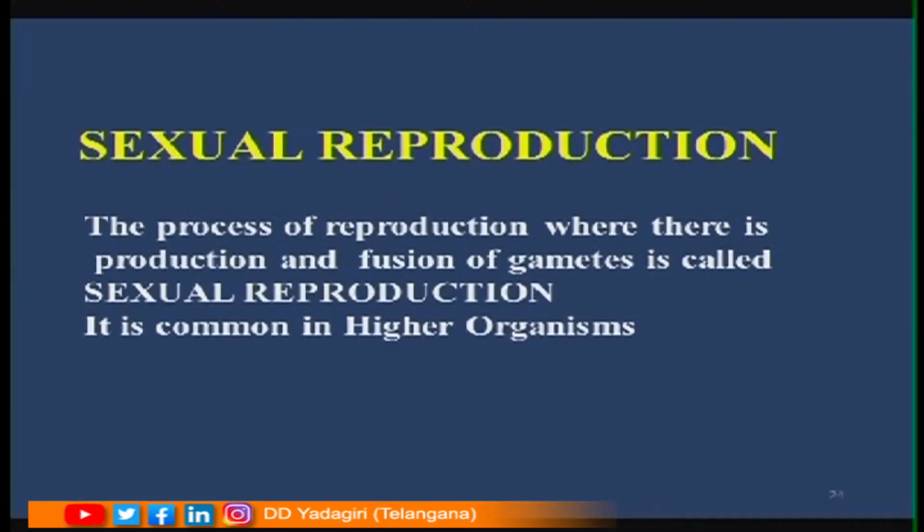Now, what do you mean by sexual reproduction? Sexual reproduction is a process of reproduction where there is production and fusion of gametes. That is called sexual reproduction. Where does it occur? It is common in higher organisms. Is it clear, children? This is asexual reproduction and sexual reproduction. There are some differences between them. Let us see what are the differences between asexual reproduction and sexual reproduction.